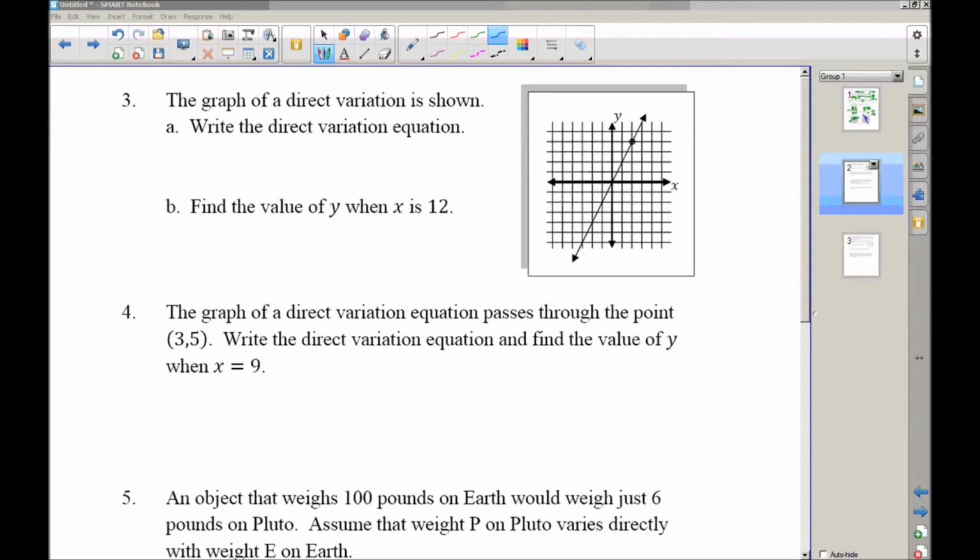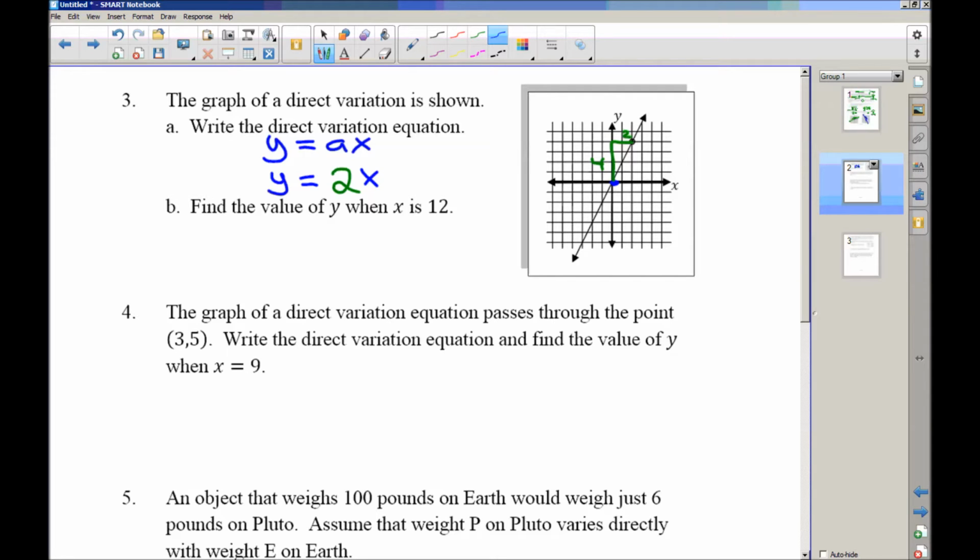On page 2, our first question says the graph of a direct variation is shown. We can tell that this is a direct variation graph because the y-intercept is 0 and it makes a straight line. Write the direct variation equation. We know it's going to be in the form y equals the constant of variation times x. Remember, the constant of variation is just our slope. To go from our y-intercept to our one single point plotted here is up 4 and right 2. So up 4 and right 2 is 4 divided by 2, which makes 2. So our constant of variation is 2.